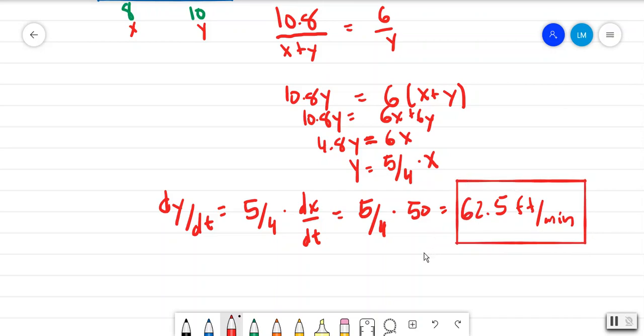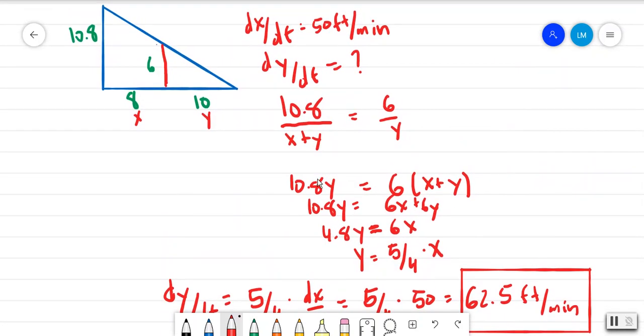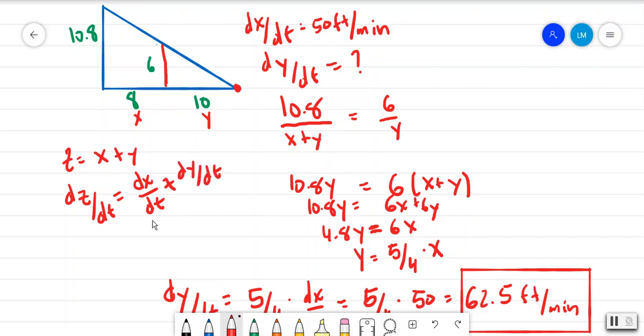Now, interestingly enough, if the question asks for, let's say, the tip of the shadow, then you're just going to add dx/dt and dy/dt. So you would say that if z is equal to x plus y, then dz/dt is equal to dx/dt plus dy/dt. But that's equal to 112.5 feet per minute.